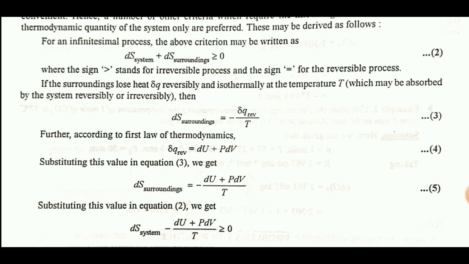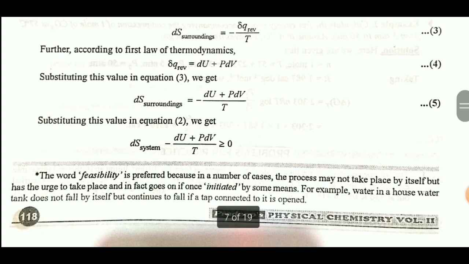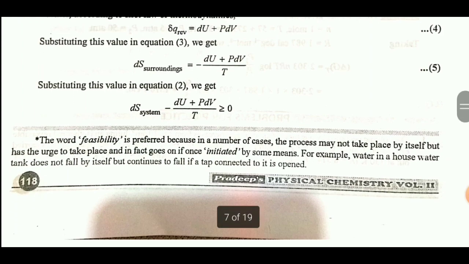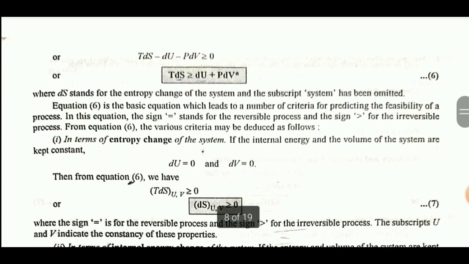Further, according to the first law of thermodynamics, dQ reversible is equal to dU plus P dV. Substituting the value in equation 3, we get dS surroundings equal to minus (dU plus P dV) upon T. Substituting the value in equation 2, we get dS system minus (dU plus P dV) upon T is greater than or equal to 0. Or TdS ≥ dU plus P dV, where dS stands for the entropy change of the system and the subscript system has been omitted. Equation 6 is the basic equation which leads to a number of criteria for predicting the feasibility of a process.